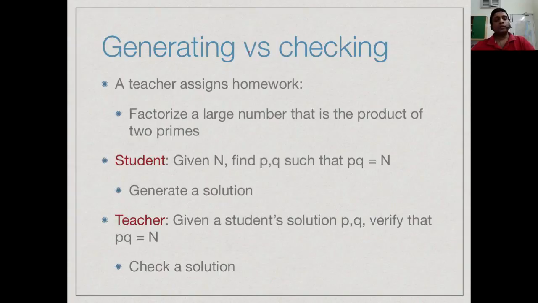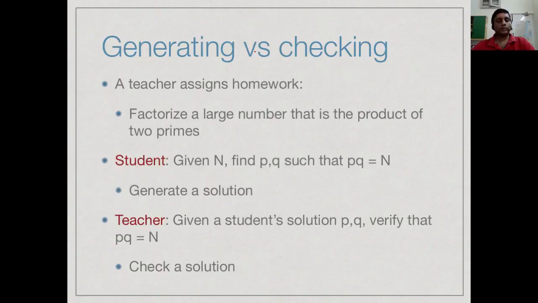So to get into this discussion, let's talk about the difference between generating a solution and checking a solution. Supposing a school maths teacher assigns the following homework. Take a large number which is known to be the product of two prime numbers and find these two prime numbers. From the student's point of view, obviously, the problem is to generate the solution. So given the large number n, the student is expected to find two prime numbers p and q such that p times q is equal to n.